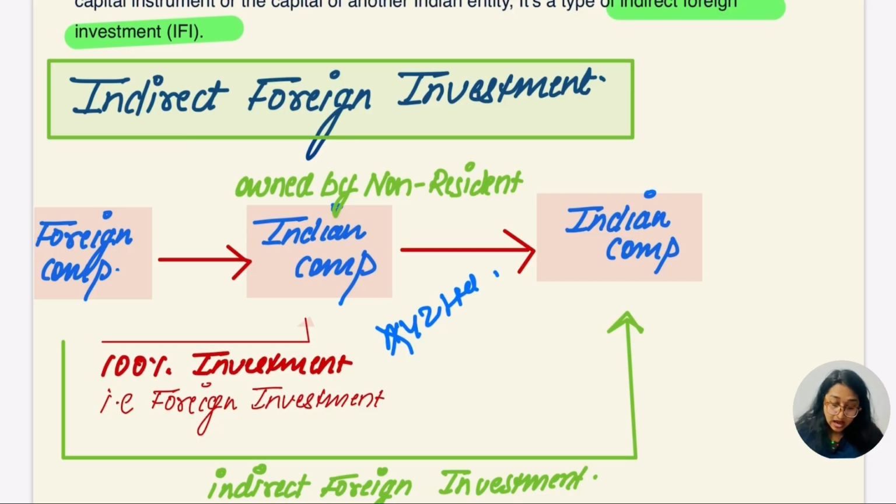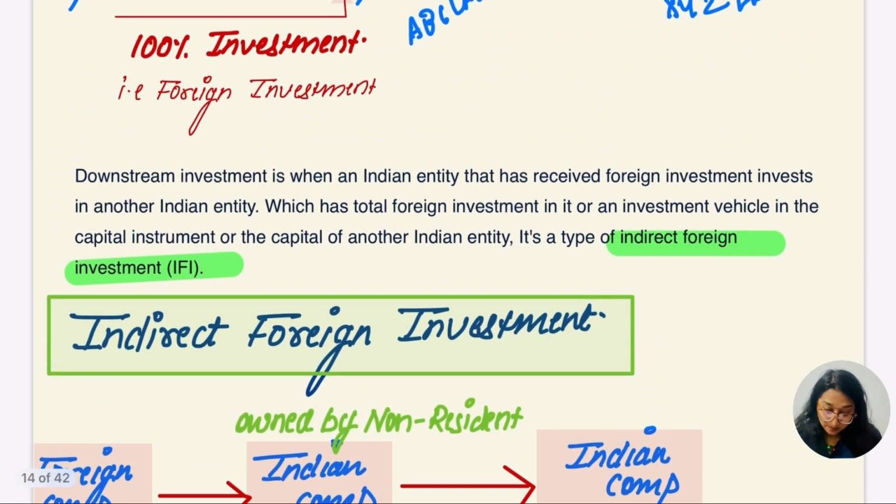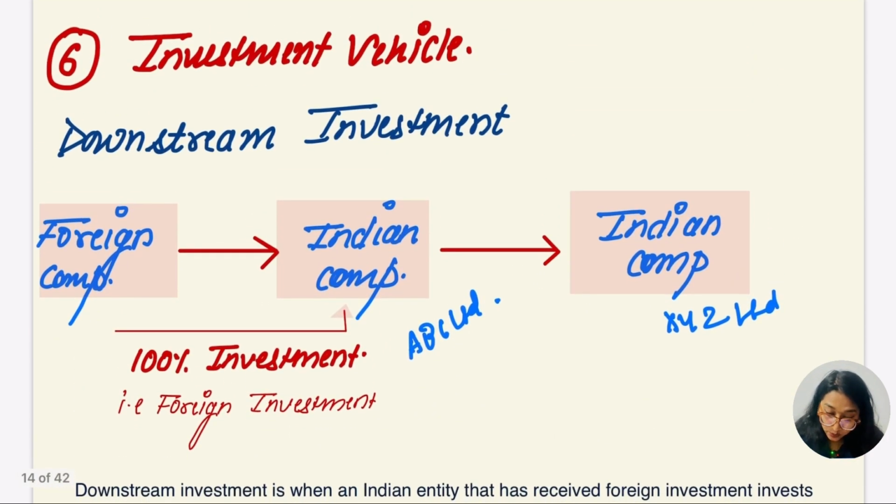100% investment was done by whom? The foreign company, right? So this is the foreign investment. Now again this Indian company has invested in another Indian company, and this is ABC Limited. So what was the difference between this indirect foreign investment and the downstream investment? Is there any difference? Yes, there is one big difference.